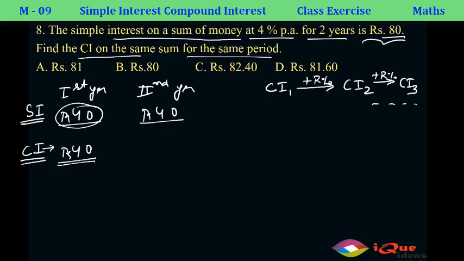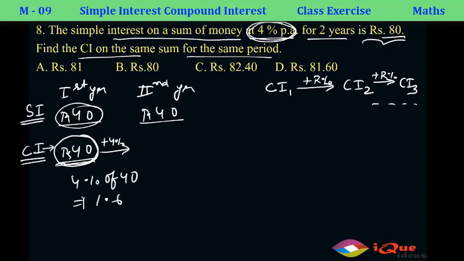Now here in this case, we already have the first year compound interest as 40 rupees. Rate is given as 4%. So second year compound interest will be just 4% above 40. Now, if you calculate 4% of 40, it will come out to be 1.6 rupees. Right, so just add it. So 40 plus 1.6 will be 41.6 rupees. So now we have the second year compound interest 41.6, first year compound interest 40.